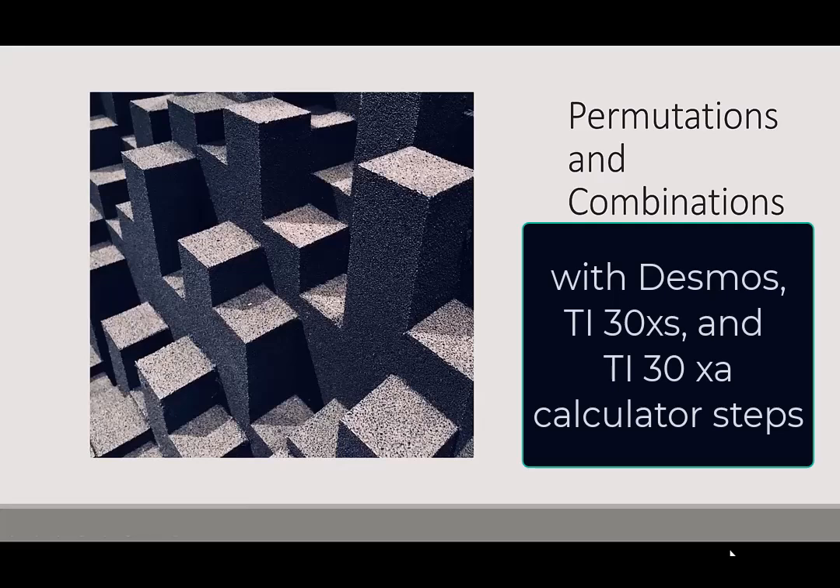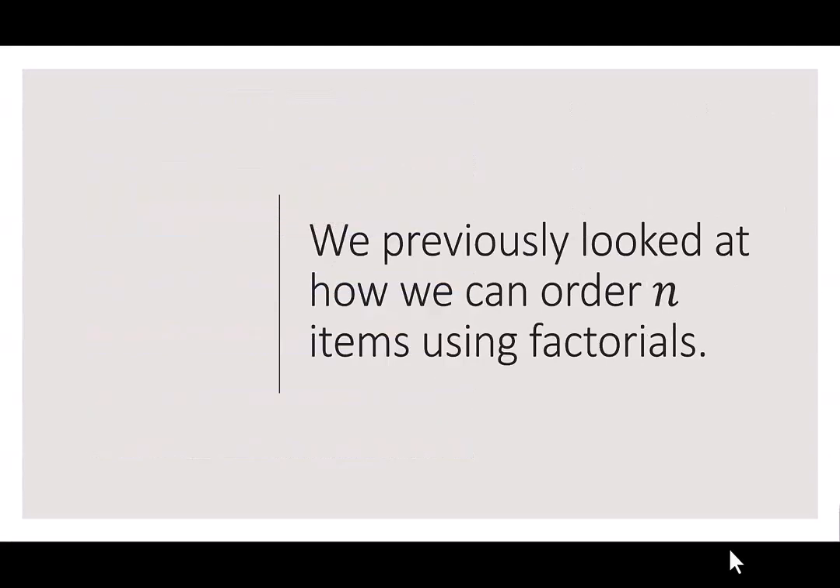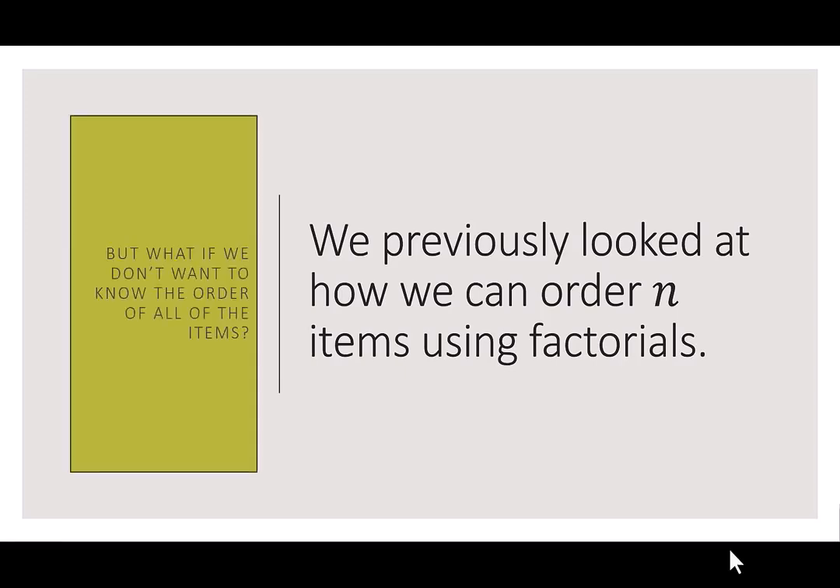Hi everybody, today we're going to look at permutations and combinations. We previously looked at how we can order n items using factorials. When we use factorials, it gives us the order for every element inside our group of n. But what if we don't want to know the order of all of these items?